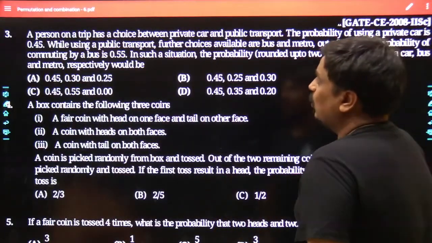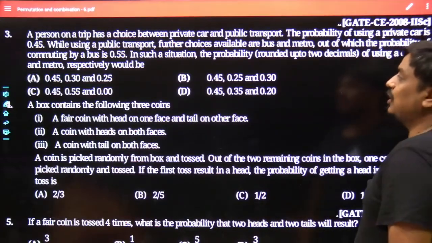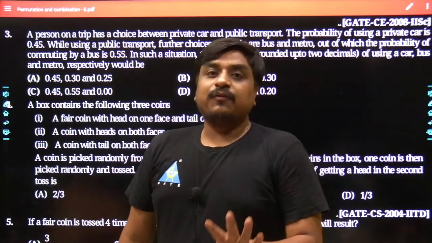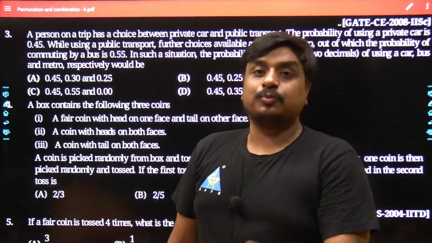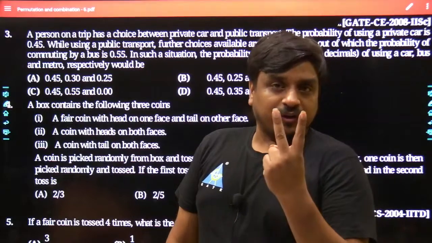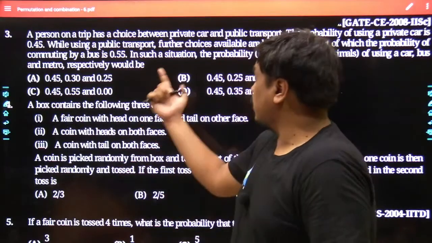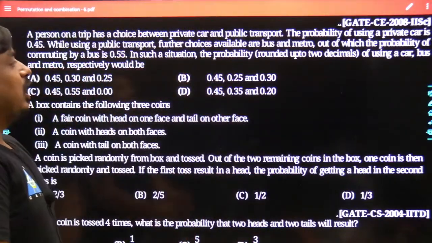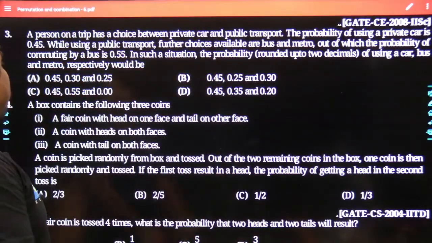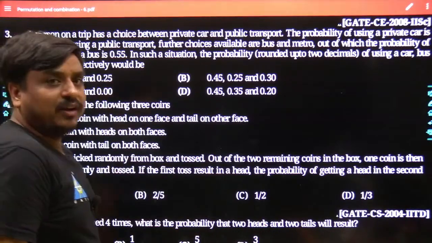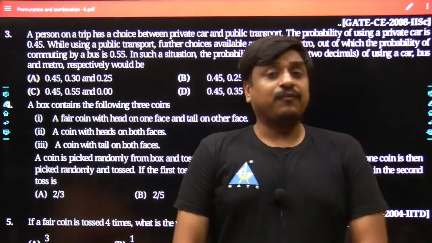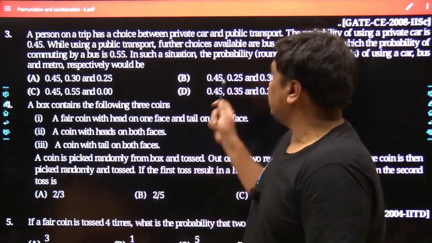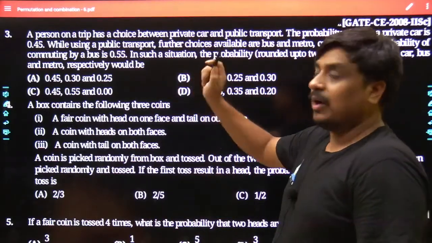That's fine. While using public transport, further choices are available as a bus and metro. That means if he wishes to move through public transport, there also he has 2 different options. Either he can move through the metro train, or he can move through the bus. That choice is also given, out of which the probability of commuting by bus is 0.55. That means if he has selected public transport, 55% of the time he chooses the bus for commutation.